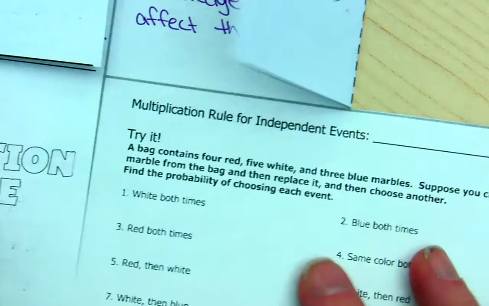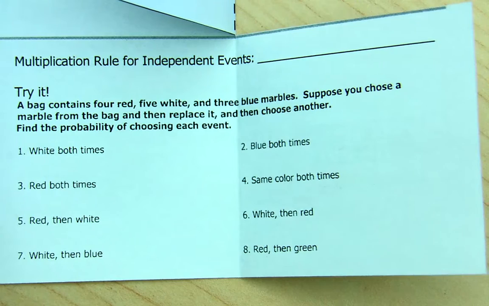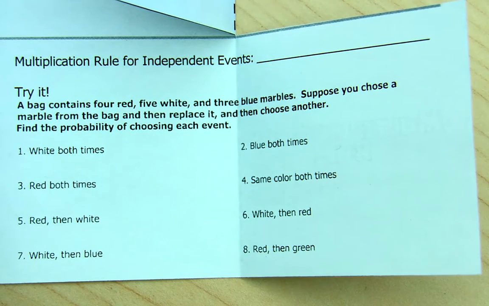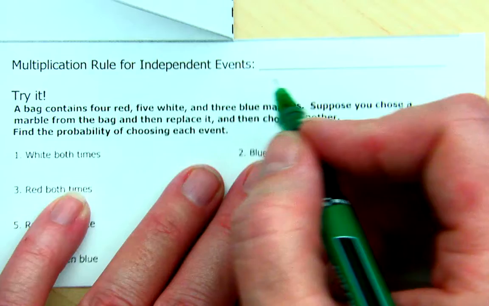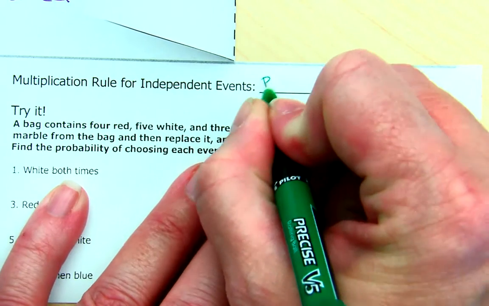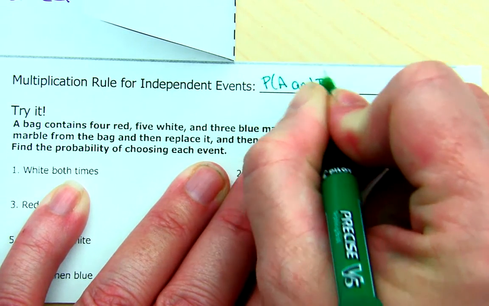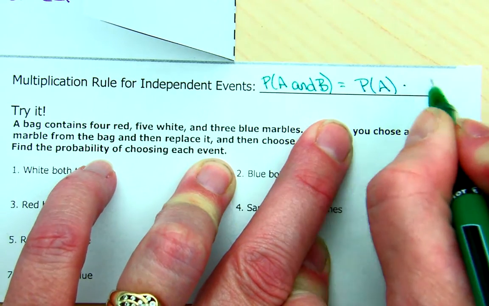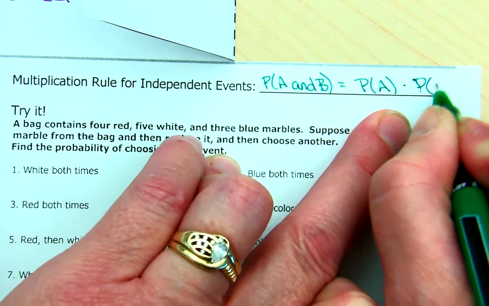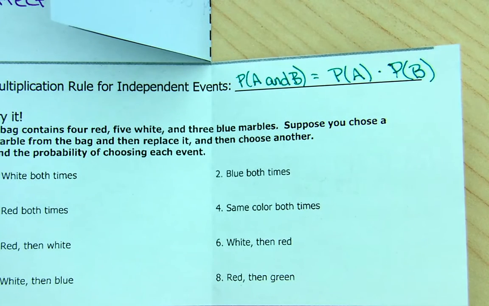Okay. Now, the multiplication rule. So, addition rule, we add when it says or. Multiplication rule, we multiply when it says and. We just multiply the 2 probabilities when it's an and.